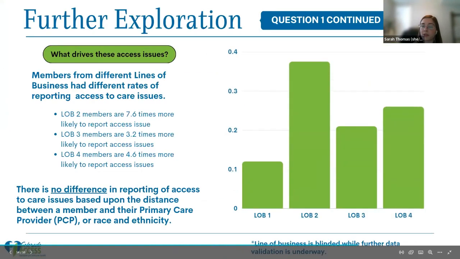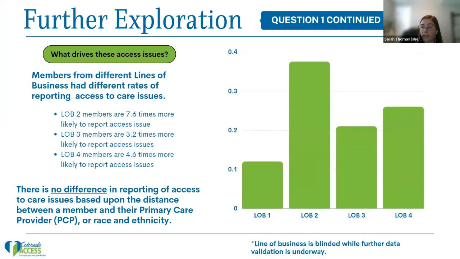We did explore this a bit further and wanted to investigate what drives these access issues. So we ran a logistic regression model to look at associations between access to care issues and other demographic factors. And we found that there was an association between line of business and access issues. We did blind this data because we're still looking into it further. But line of business 2 was 7.6 times more likely to report access issues, followed by line of business 3 and 4. We also looked into race and ethnicity and did not see any associations there with access issues. And we also did not see associations based on the distance between a member and their primary care provider.